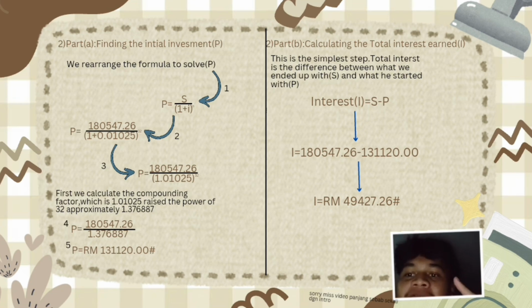For part B, we are calculating the total interest earned, which is I. This is the simplest step. Total interest is the difference between what we end up with, S, and what he started with, P. So the formula to find interest is I equals S minus P. S we get from the information and P we just calculated in part A. So we need to answer part A carefully, because if we get part A wrong, part B will also be wrong. So we subtract, and we get I equals RM49,427.26. That is the total interest earned.